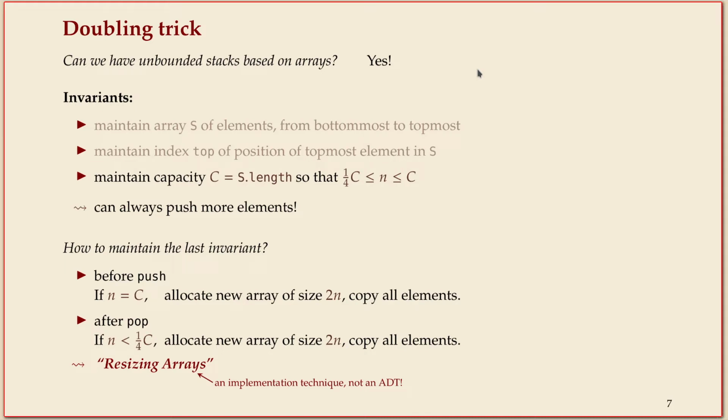For example, if we have 1,000,000 elements, and we try to add one more element, we double to 2,000,000, for example. Okay.